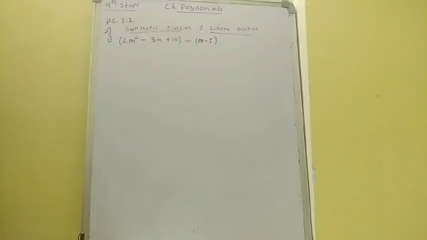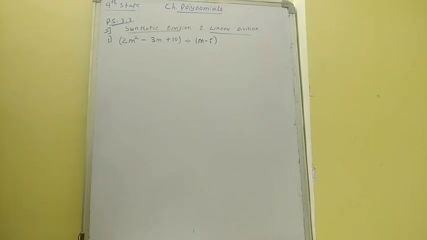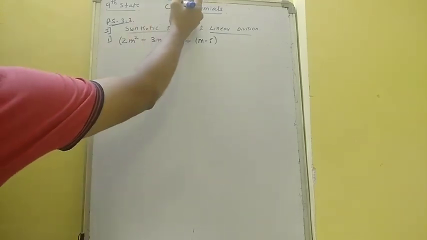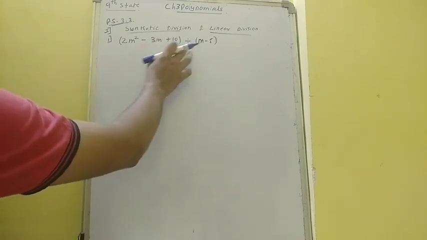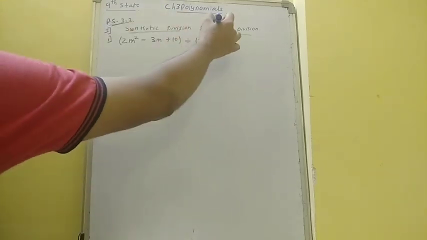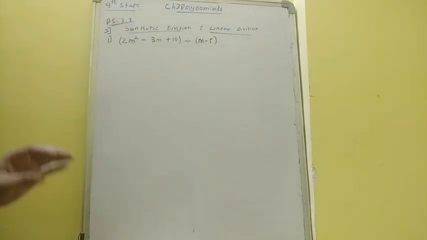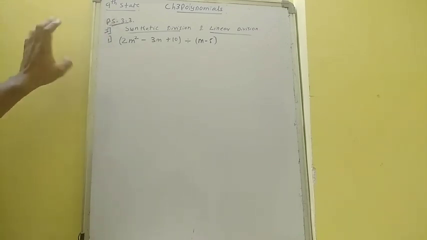Hello students, today we'll start with the next exercise, that is practice set 3.3 of the polynomial, that is chapter 3. We need to divide this polynomial by m minus 5 using synthetic division and linear division. First I will teach you how to do linear division because that is a bit difficult. Then synthetic division is very easy. You will understand in the very first step. But first we need to understand what is linear division.